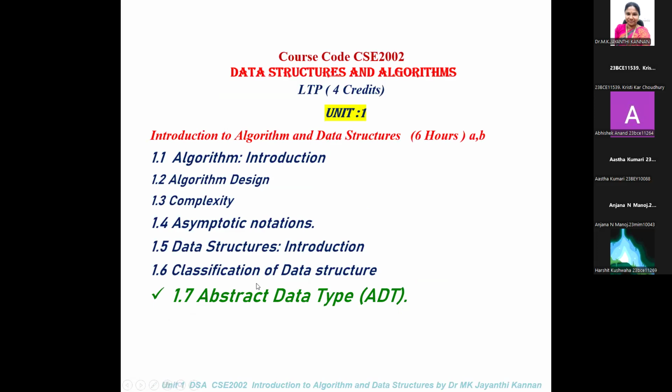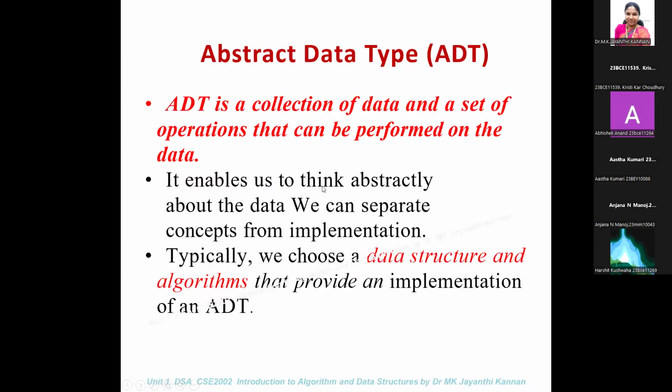Then we discussed abstract data types. The definition of an abstract data type is a collection of data along with the set of operations that can be performed on the data. So if you have data and operations together as a single entity, like classes, we call it an abstract data type.